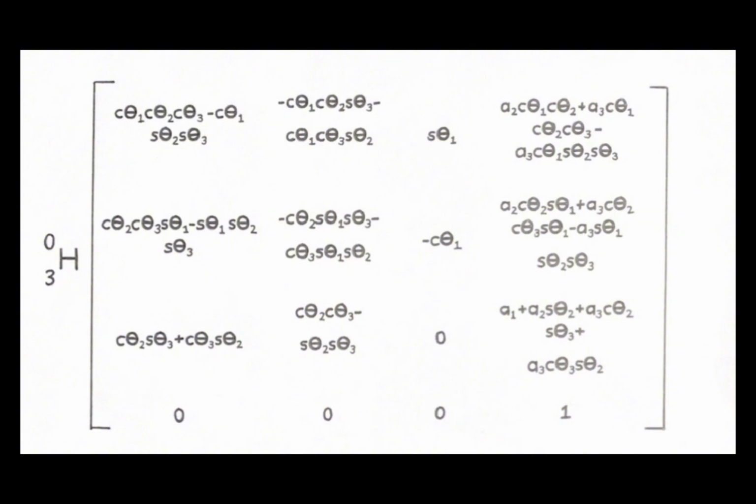The third row is cosine theta 2 sin theta 3 plus cosine theta 3 sin theta 2. The third is cosine theta 2 cosine theta 3 negative sin theta 2 sin theta 3. The third is 0 because there's no rotation. And the fourth is A1 plus A2 sin theta 2 plus A3 cosine 2 sin theta 3 plus A3 cosine theta 3 sin theta 2. The last row is 0, 0, 0, and 1.